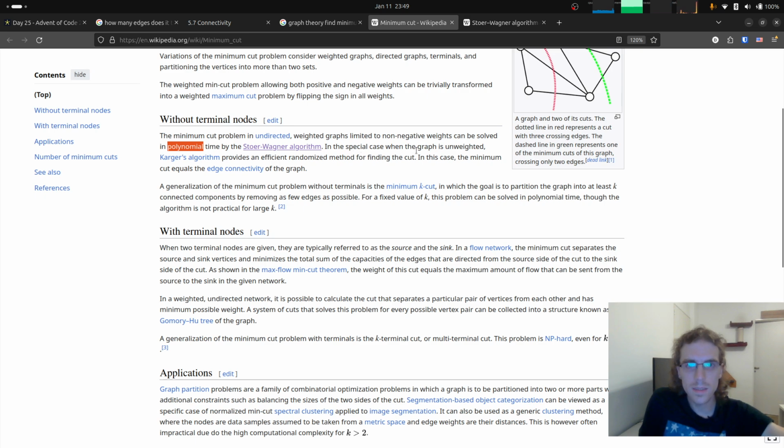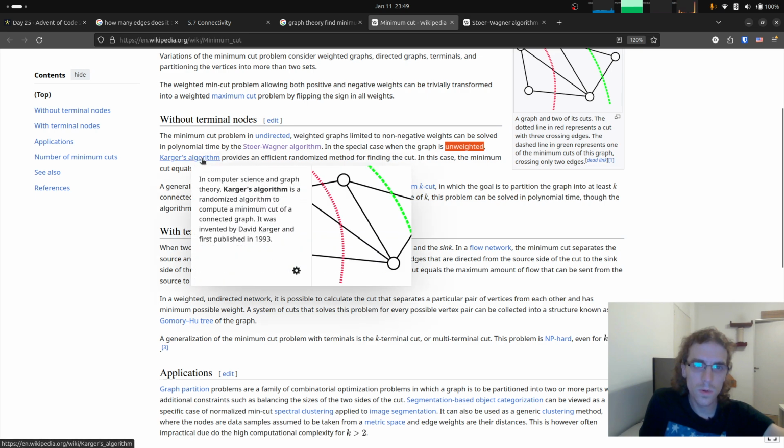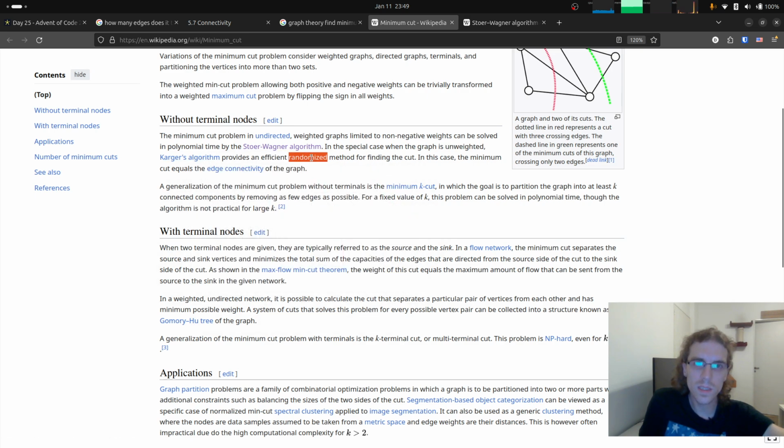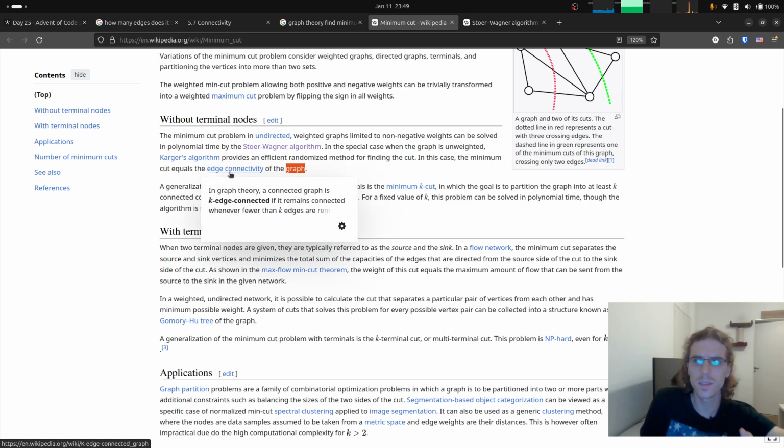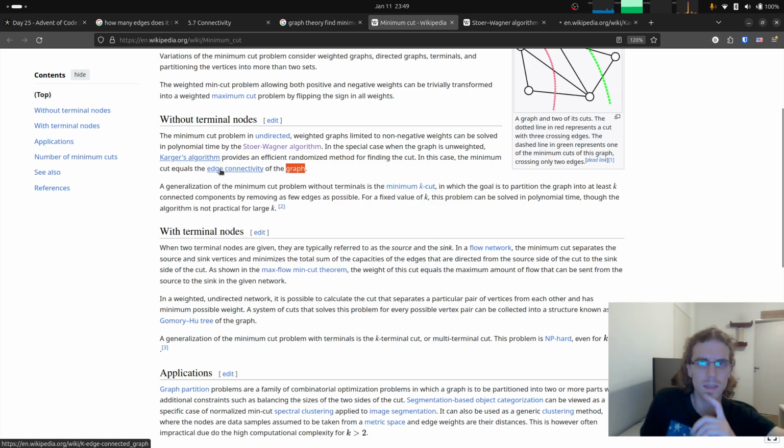In the special case when the graph is unweighted, Karger's algorithm provides an efficient randomized method for finding the cut. In this case, the minimum cut equals the edge connectivity of the graph. Yes, the edge connectivity. Interesting. Like, this seems pretty promising.